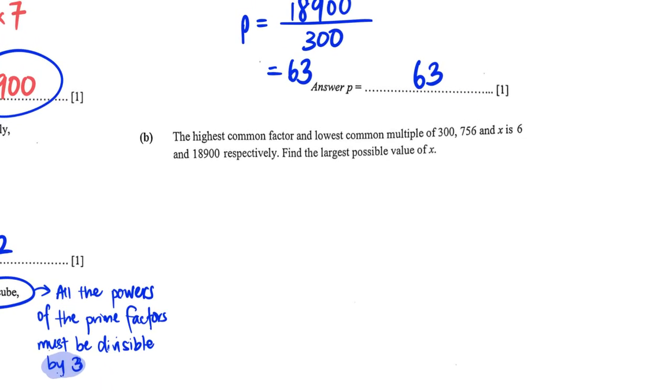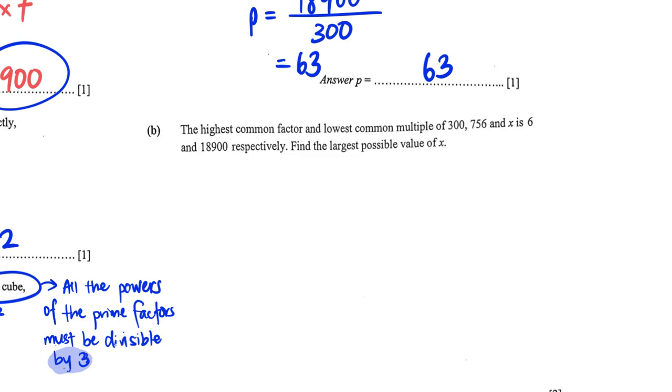Part B, the highest common factor and lowest common multiple of 3 numbers currently is 6. So this will be the HCF, and this is the LCM. Find the largest possible value of x.